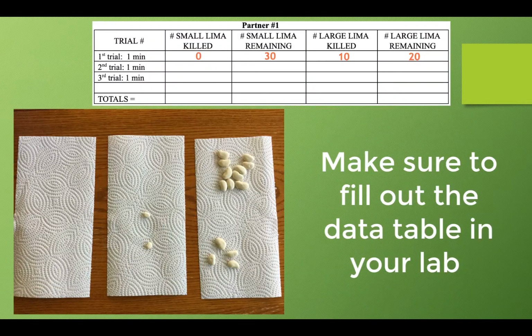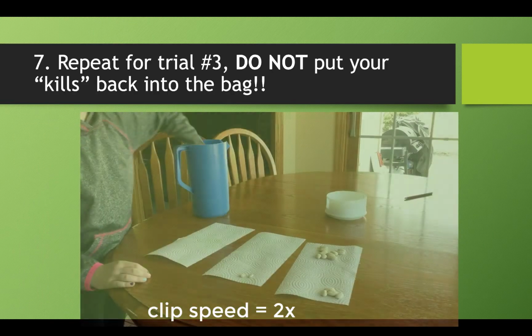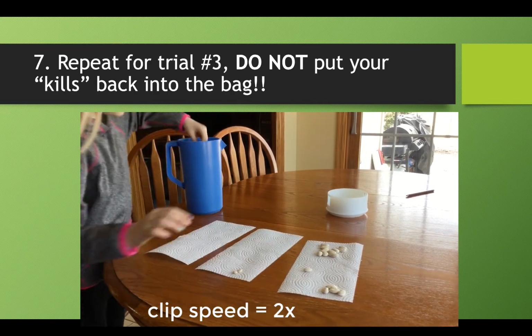Okay, after the second 1 minute trial, you can see we were able to collect 2 small lima beans, which means there are now 28 small lima beans in the container. We were able to kill an additional 4 large lima beans, which now means we have 16 large lima beans remaining in the container. We're going to repeat this process one more time for 1 more minute.